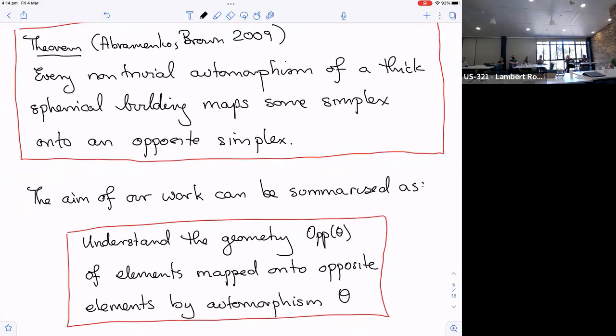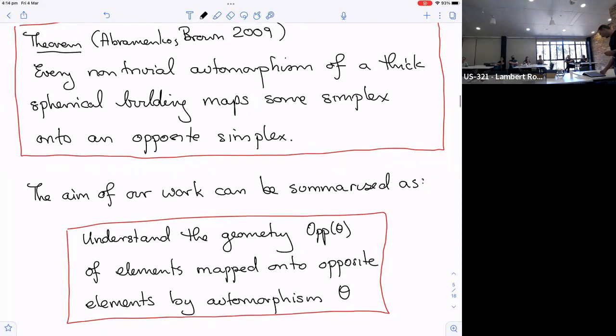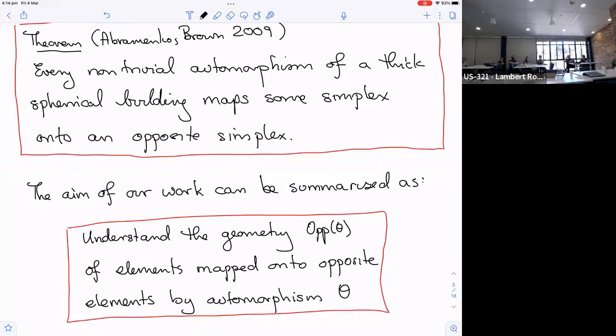The aim is really just to understand, in a broad sense, what the geometry of, which I'm calling op theta, the elements which are mapped onto opposites by automorphism theta. So at the beginning it was just a very open problem or idea to investigate. Part of the investigation was thinking much higher than I'm talking today, and much higher than we've gotten in the project, of automorphisms of twin buildings. But that's another story, and it's not yet done.